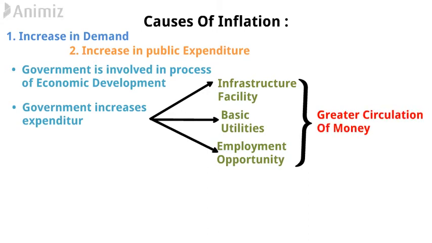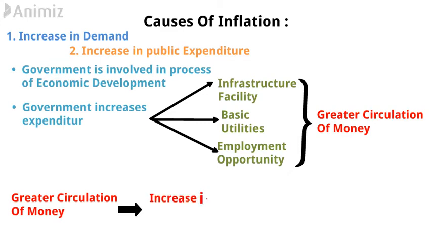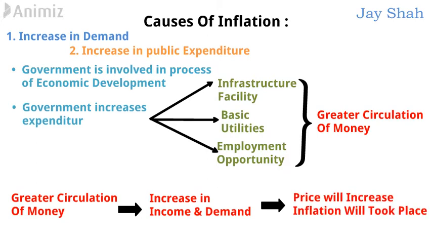Now such greater circulation of money will increase the income of the people. If the income of the people increases, then they will increase the demand also. Such an increase in demand will increase the price, and finally inflation will take place. So the simple measure is that money is coming out from the treasury of the government and comes into the pocket of people. Now people are increasing demand and inflation is taking place.